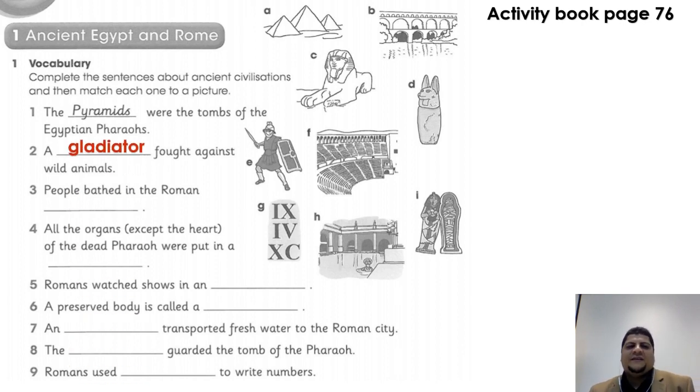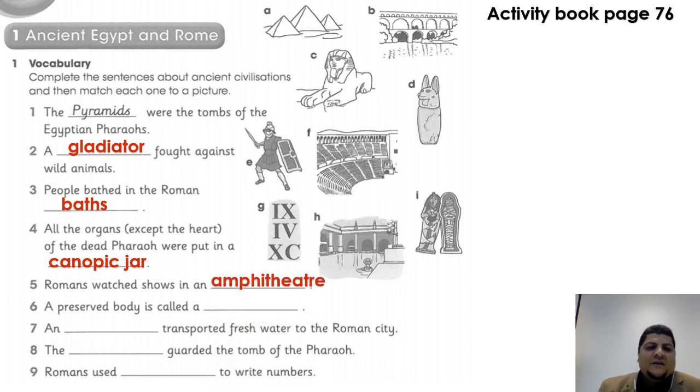Yes, the gladiator. Number 3, people paid in the Roman. Yes, pass. All the organs except the heart of the dead pharaoh were put in what? In Canopic jars. All right, let's go to 5. Romans watched shows in an amphitheater. All right, let's go to a preserved body. It's called a mummy.